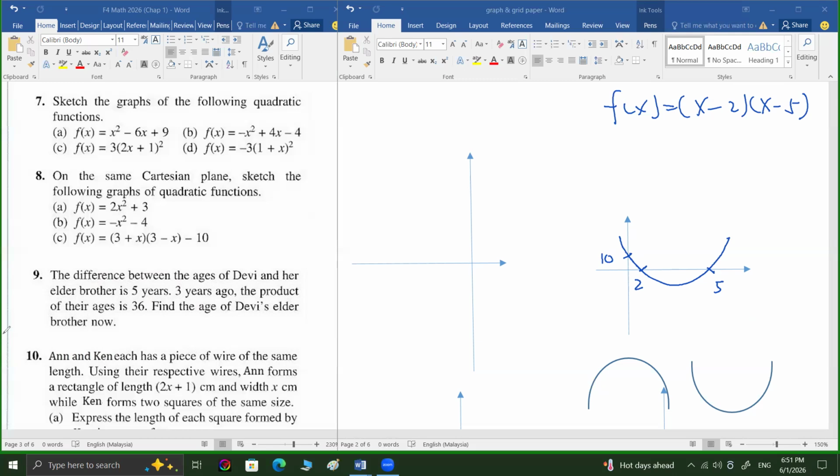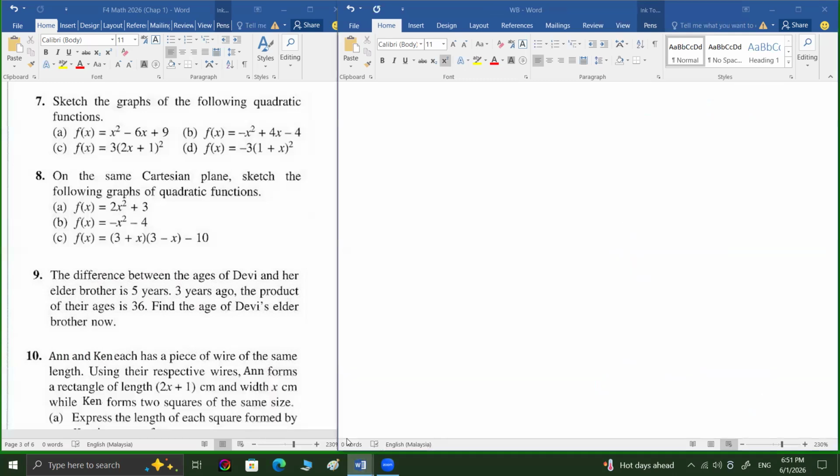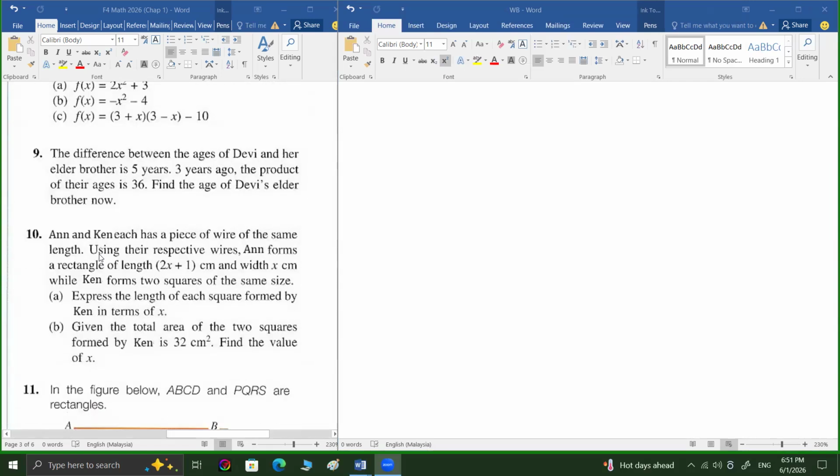Okay, now we continue with question 9 today. So far we have done the graph. If maybe when you do revision with your reference book you still can't understand how to sketch, you can send to my WhatsApp to ask me. Okay, now class, we go to question 9, word problem solving. Listen to me, class. For this set of questions, for 9 until 15, all word problem solving.